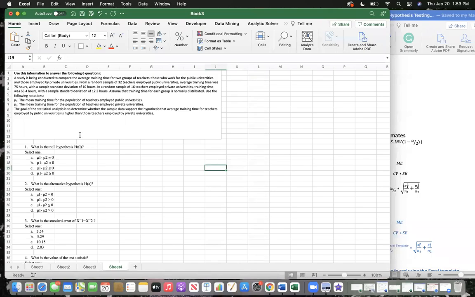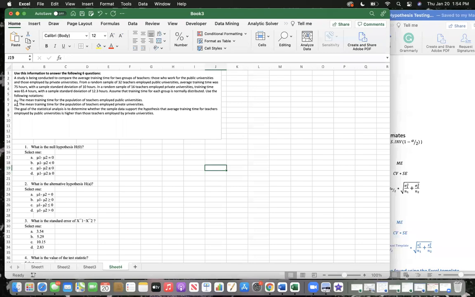All right, so let's do this problem. This is the first set of problems from practice exam 2B. So the first thing we want to do is figure out what kind of problem we got. We see we have mu1 and mu2 right here. We can see that the first two questions are asking to identify the null and alternative hypothesis.